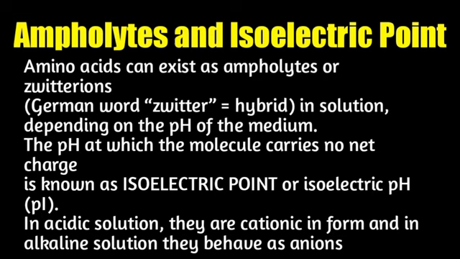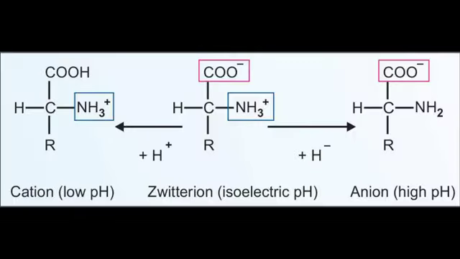Now, what are we saying? When an amino acid is found in an acidic solution, it is positive. It is in a cationic form. In an alkaline solution, it is anionic. While in a neutral pH like blood pH, which is called physiological pH, 7.4, it is in its zwitterion form. It contains both the positive and negative charge, which cancel out. At that point, it's referred to as the isoelectric point.